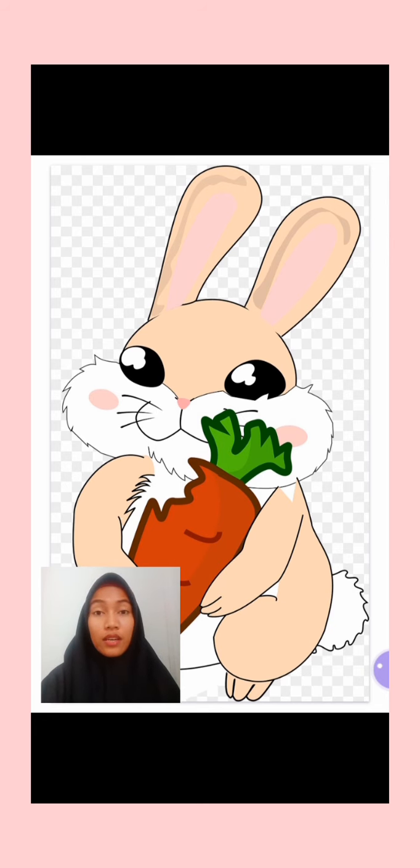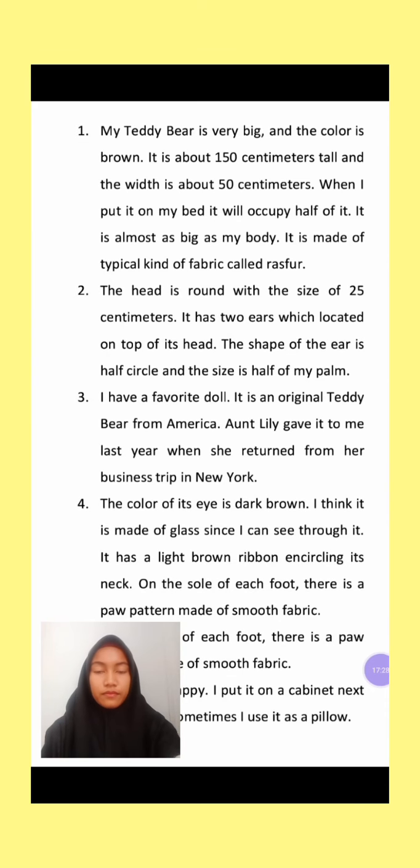Now I need you in a group, so I would like to give you an assignment, and you must do it with your group of course. Okay, so today I have a random descriptive tag. It's about teddy bear, and you must arrange it to be a good descriptive tag. Okay, I give you 10 minutes to discuss it all.